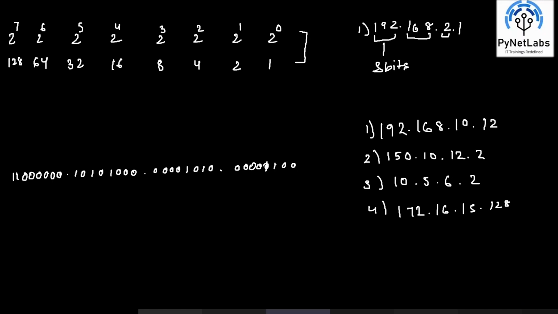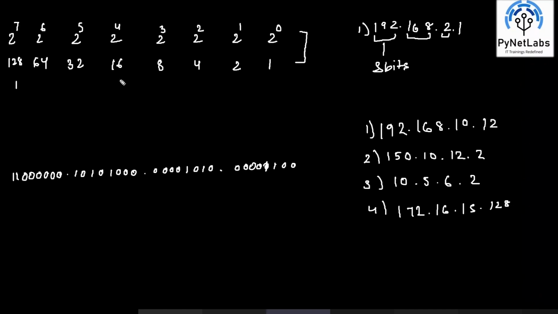Now let's understand the second one, which is 150.10.12.2. If we talk about 150, first we will keep 128 as on. Then if we add 32 to 128, we will get 160. But the octet we are solving this for is 150. So we will add 16 to 128 and let's see how much we get.